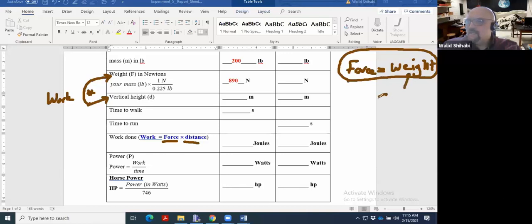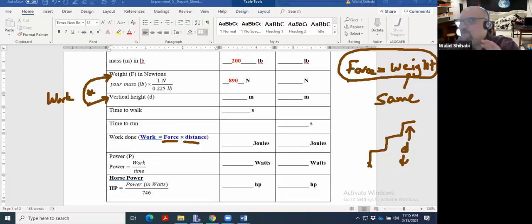Your weight is the same. Whether you're running or walking, it's the same weight, right? Your weight will not change. And the same thing for the distance. You're going up the same flight of stairs. Running or walking will be the same distance. You're not changing the distance. So I'll let you see that when you do the experiment.